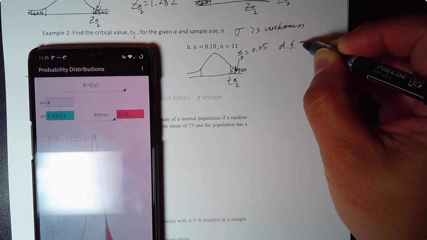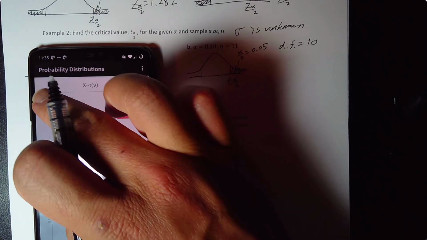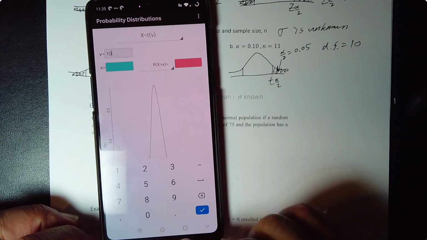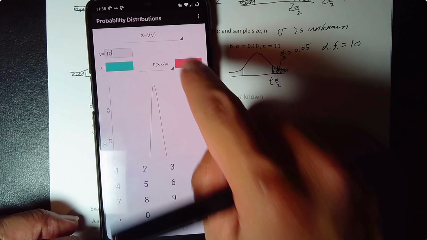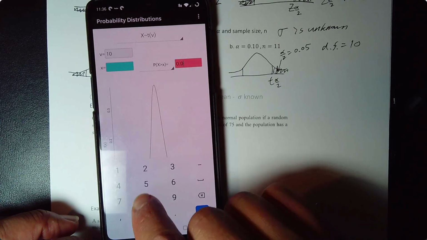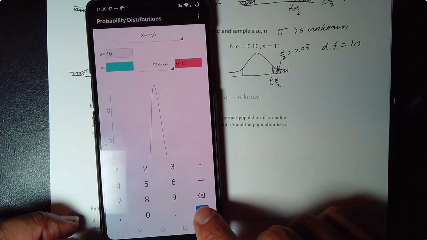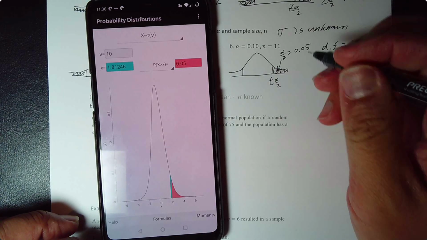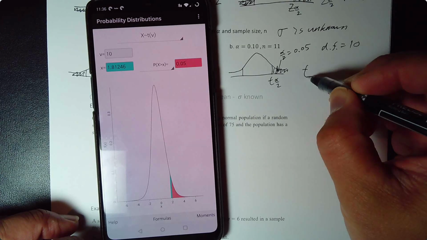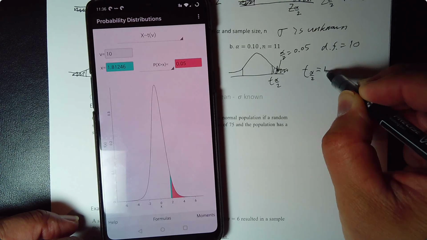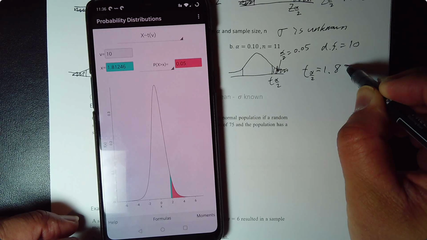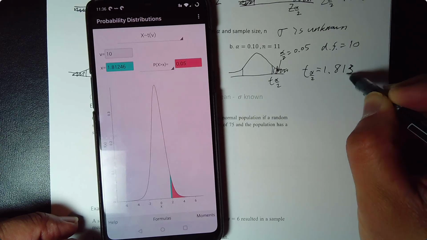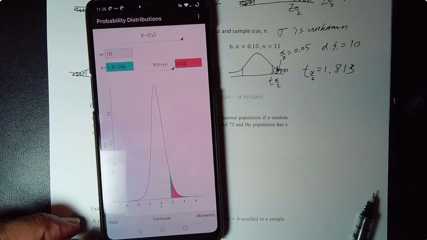Okay, so all I have to do on my app is change the degree of freedom to 10, and then change the area to 0.05. Enter. Okay, my t alpha over 2 equals 1.81. I'm just going to round to 3 decimal places. Okay, and so that's it for the critical value.